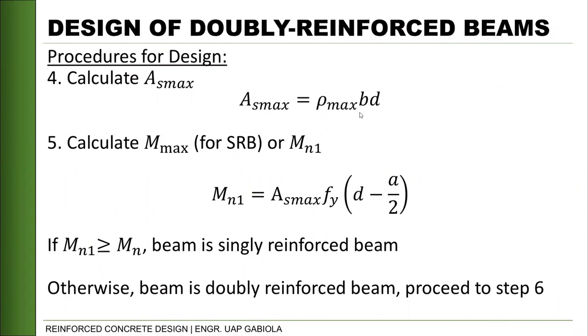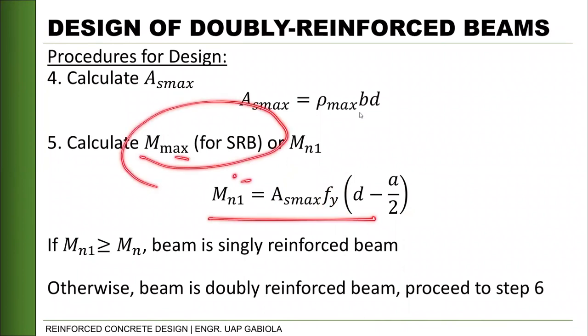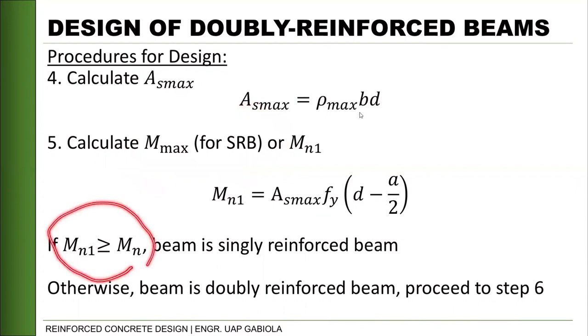And then, calculate natin yung maximum o yung MN1. Okay, so that is just based from the calculated value ng AS max times Fy times yung ating syempre moment arm pa din na D minus A over 2. Okay? And then pag nakita natin na yung MN1 natin o yung ating maximum moment for singly reinforced beam is greater than dun sa MN natin, it means na kayang-kaya ng section natin ng tension alone. Okay? Kaya singly reinforced beam lang siya or SRB. Okay? May mga nakikita kasi kayong acronym na ganyan, SRB.